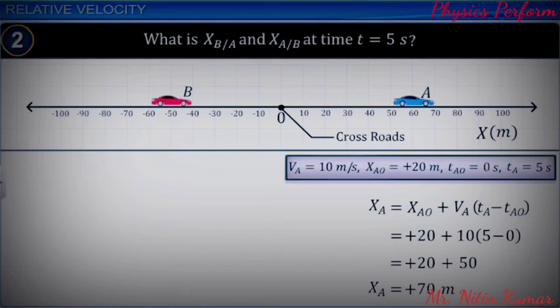Calculating for xB, here vB is equal to 10 meters per second. xBO is equal to minus 40 meters. tBO is 0 seconds and tB is equal to 5 seconds.